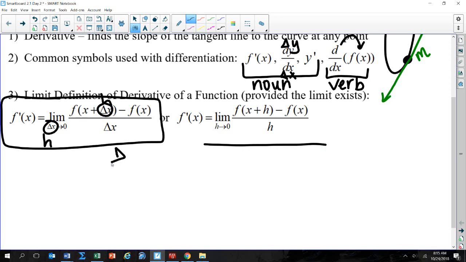I'm going to be working with the delta x's. So like I said, if you want to plug in a different variable instead, that's fine.